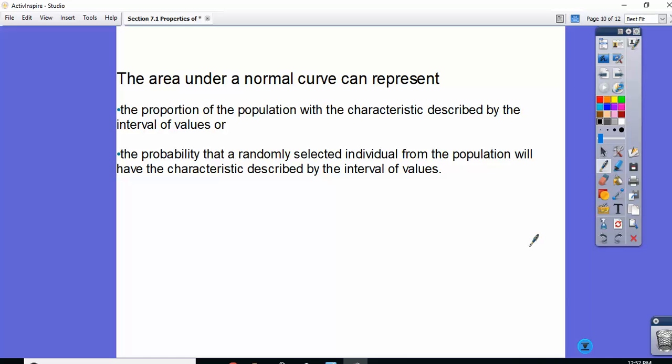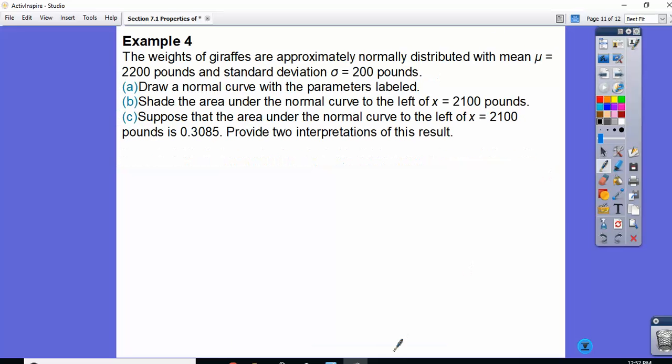So on some of these questions on your homework, it will ask for the 2 interpretations. One is thinking of it as a probability: if I select a random person, the probability is this. The other is thinking of it as representing this proportion of our population. Okay? So we've got a couple examples to finish off.